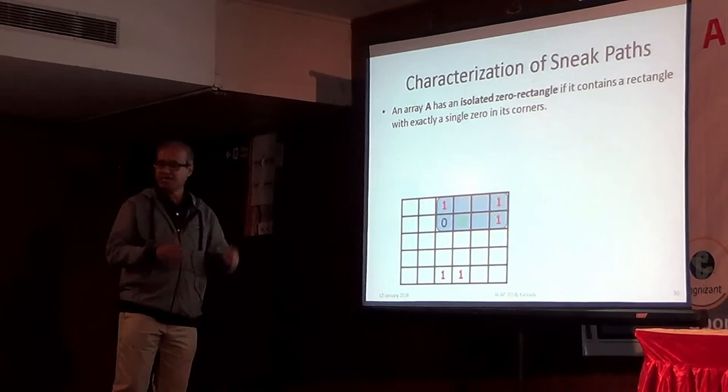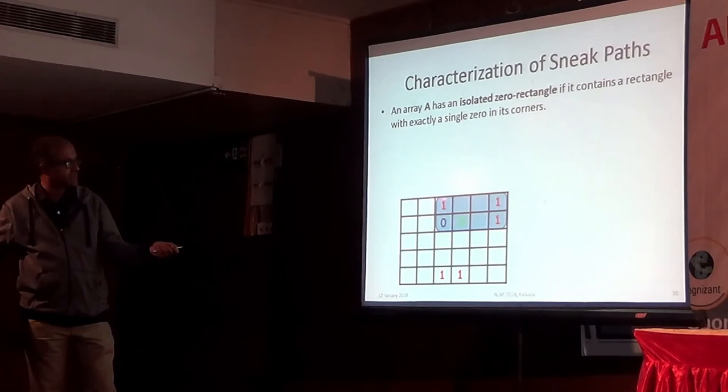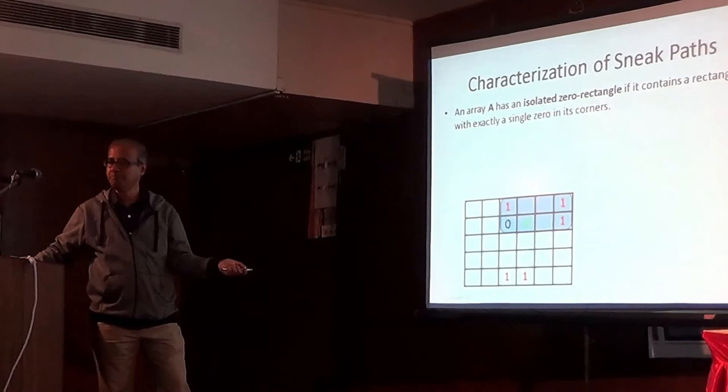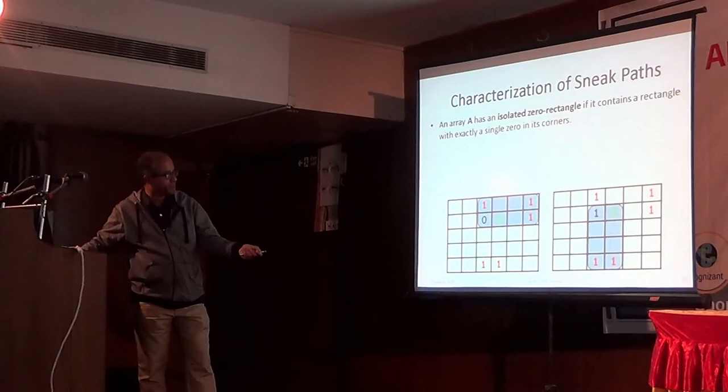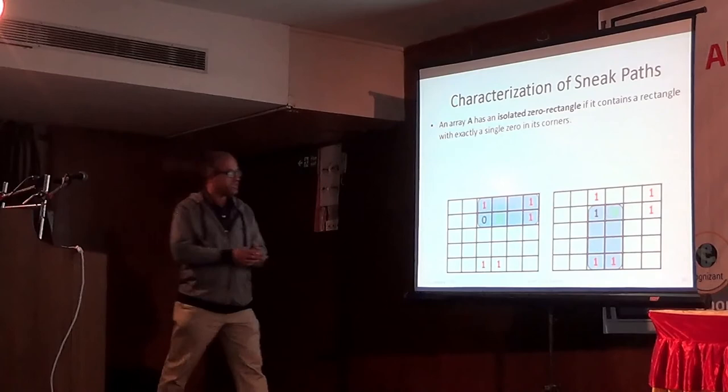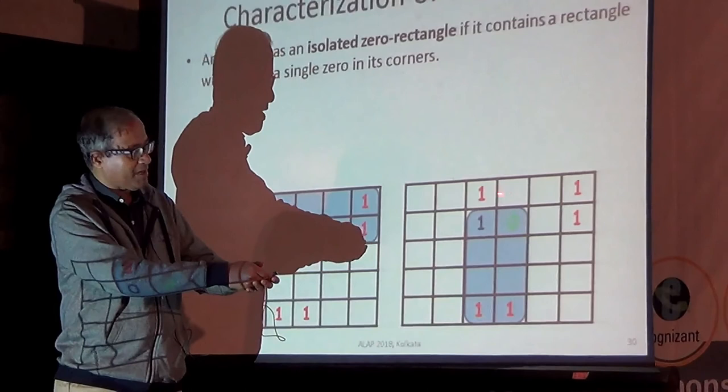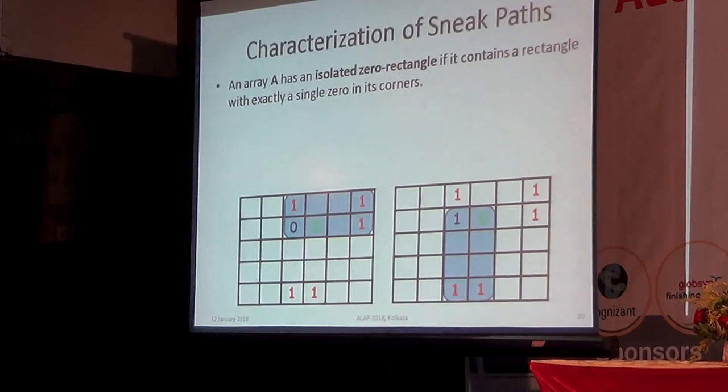So what this formulation says is that if you can detect that there is a rectangle like this, then there is a possibility of the snake path problem happening. So you see, there is another example. This is also an isolated zero rectangle. This is 0, 1, 1. So this is exactly what is happening. You are trying to read this, but there was a parallel path through which the current was flowing. This is because of the isolated zero rectangles. So I am just mentioning this, I am not going into the solutions.